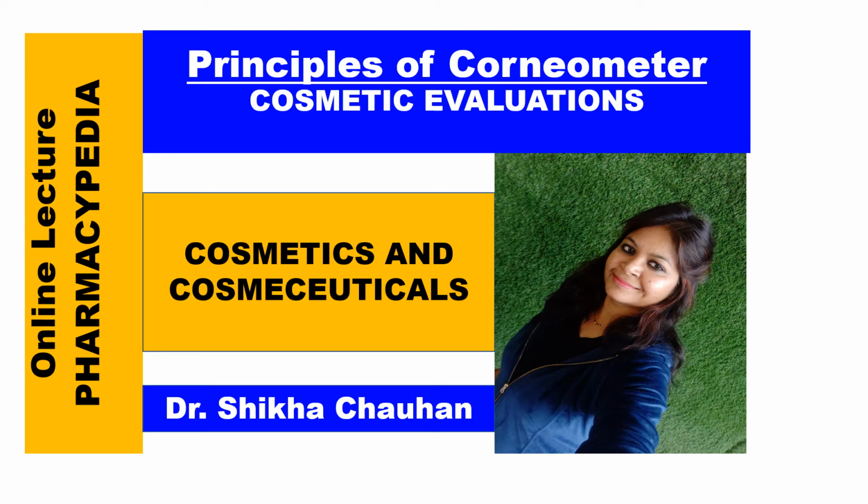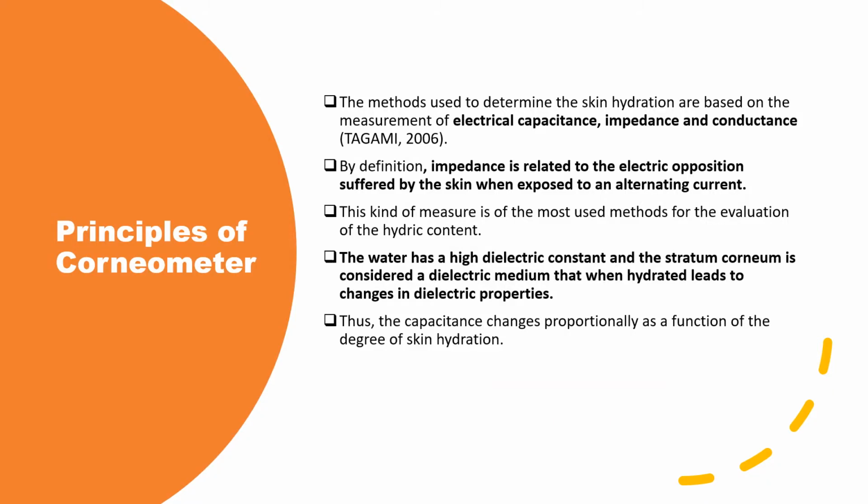In continuation to our lecture series on the cosmetic evaluation equipments, today we are going to understand the basic principles of the corneometer. In the last video, we discussed the principles of sebumeter. Now we are going to discuss the principles of corneometer. This is altogether a small equipment which is devised for the measurement of the hydration of the skin. This method is used to determine skin hydration based on electrical capacitance.